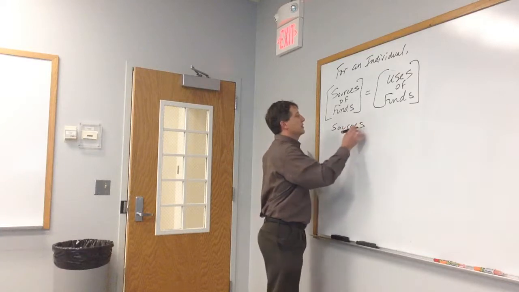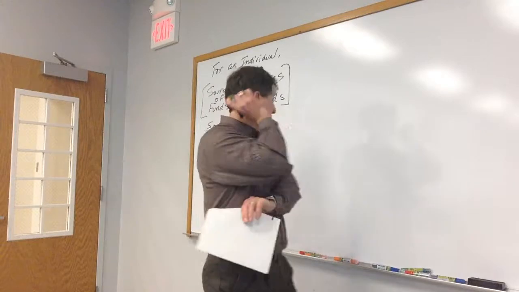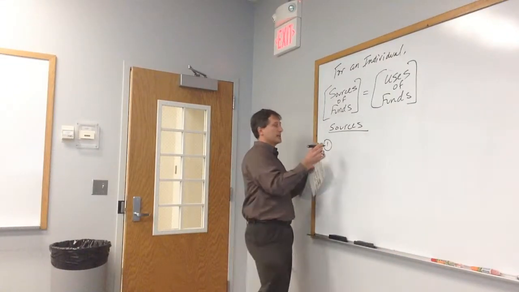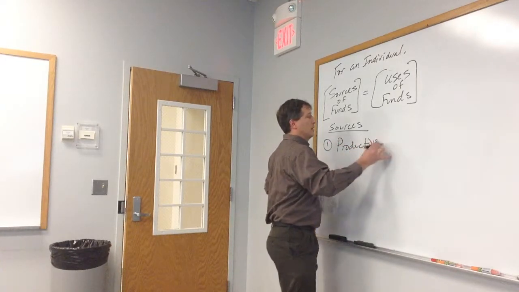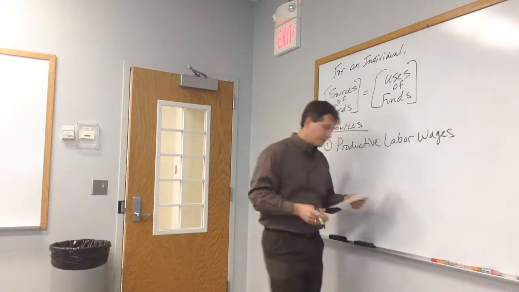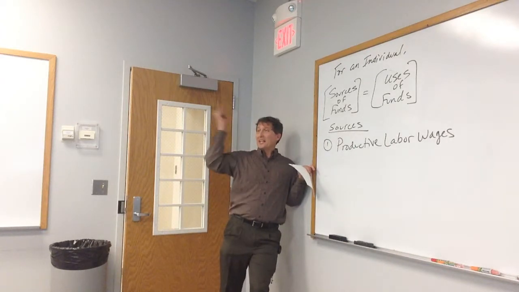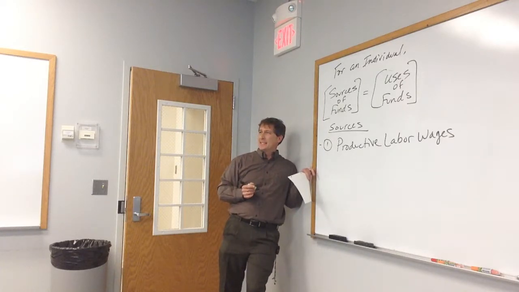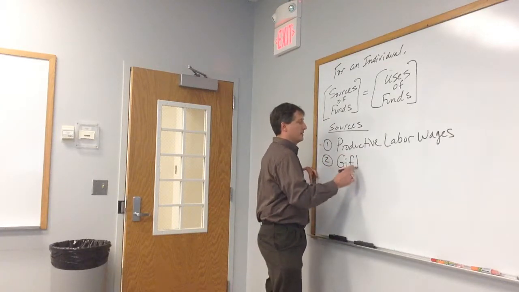What are ways that you get money? Income from doing what? Work, from wages. Okay, so one of your sources is productive labor, wages. So you get a job. That's the good old-fashioned American way. How else do you get money? Gifts. So grandma gives you money.